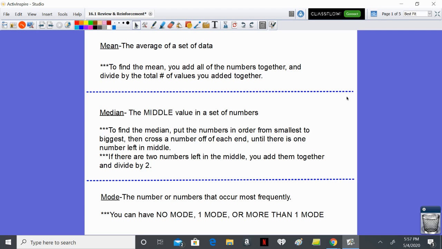Children, this is the 16.1 review and reinforcement video for measures of center. And when we say measures of center, we're looking at the mean, the median, and the mode. Let's look at what each one of those mean.